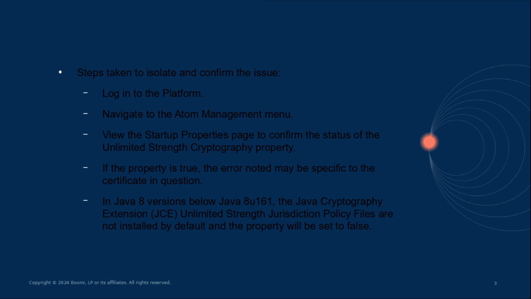So steps taken to isolate the issue included logging into the platform, navigating to the Atom Management menu, confirming the status of the property, and noting if the property were set to true, then this issue would be specific to the certificate in use. However, in this case, we were below Java 8 Update 161, which includes the required policy files to set the property to true.